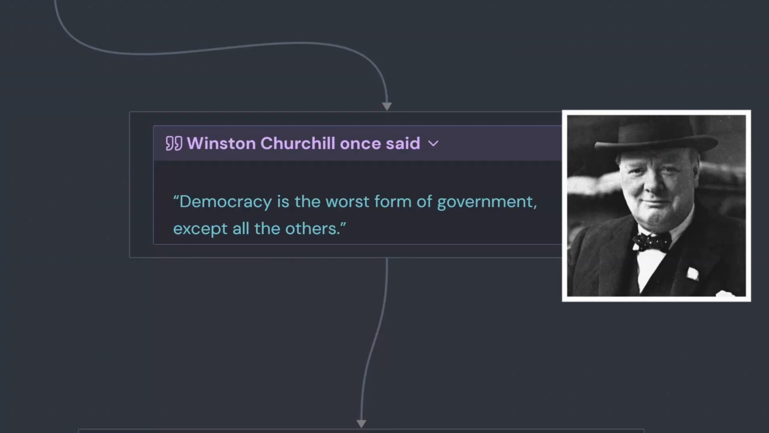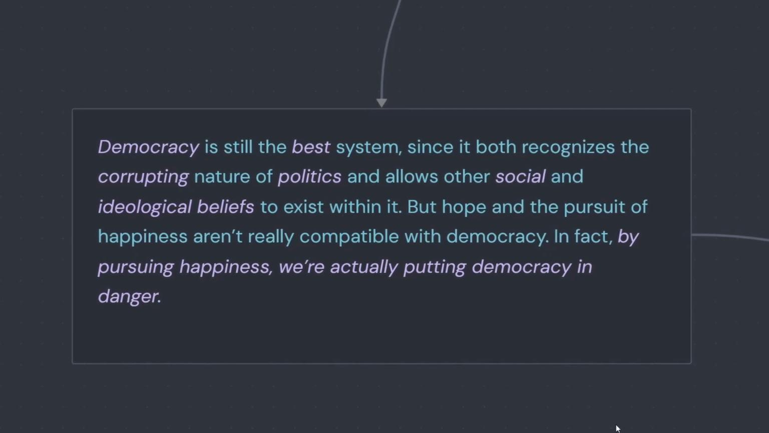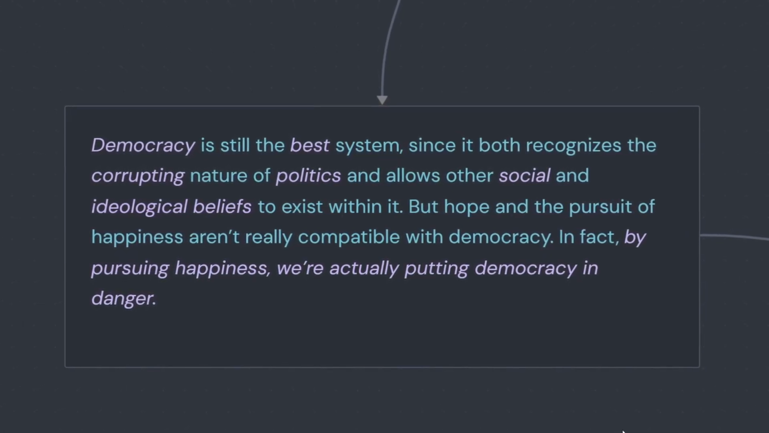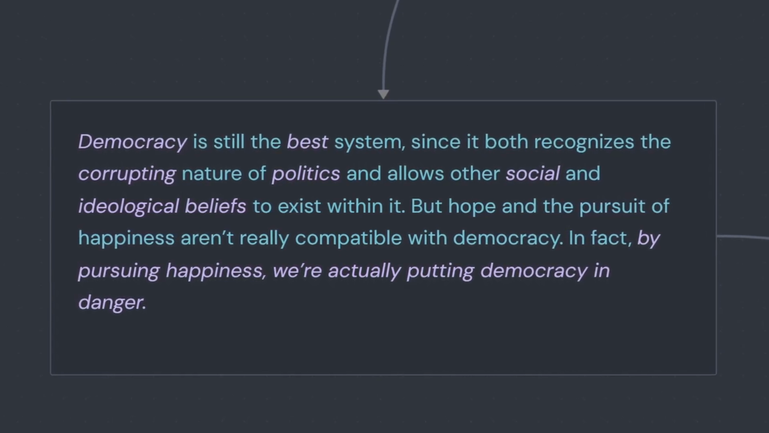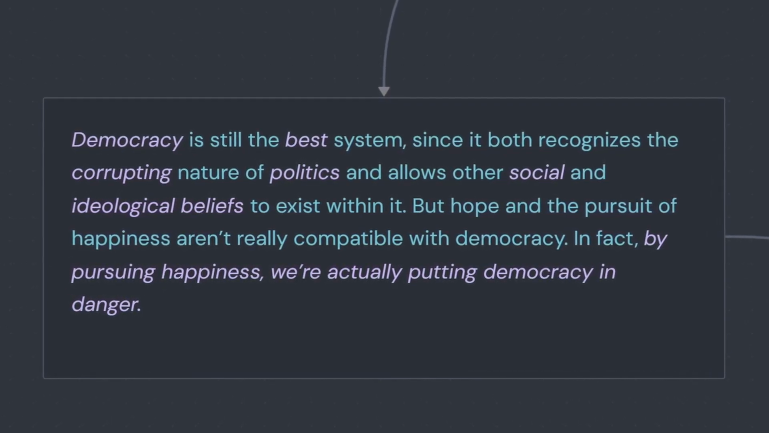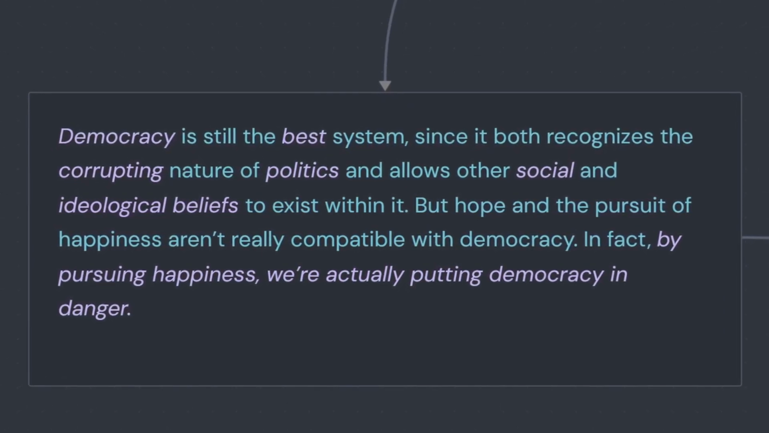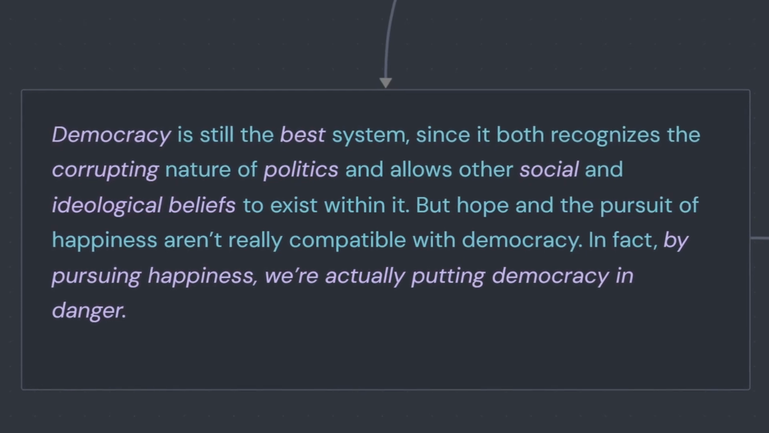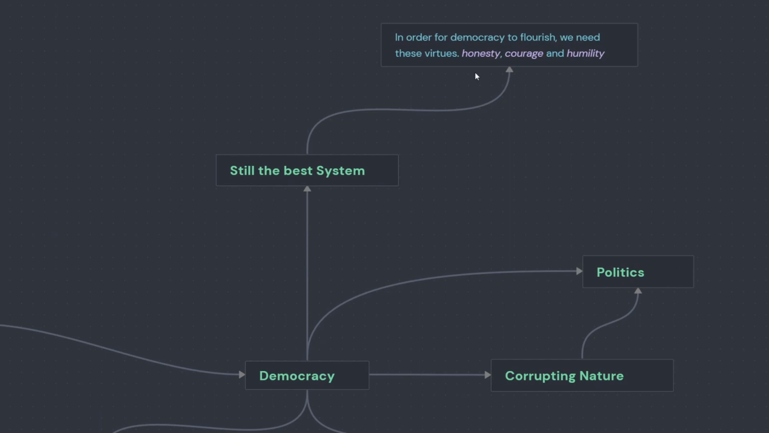Winston Churchill once said, "Democracy is the worst form of government, except all the others." Democracy is still the best system since it both recognises the corrupting nature of politics and allows other social and ideological beliefs to exist within it. But hope and the pursuit of happiness aren't really compatible with democracy. In fact, by pursuing happiness, we're actually putting democracy in danger. For democracy to flourish, we need these virtues: honesty, courage, and humility.